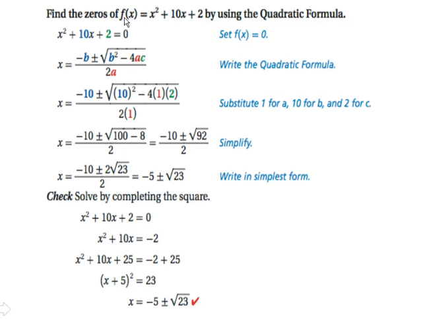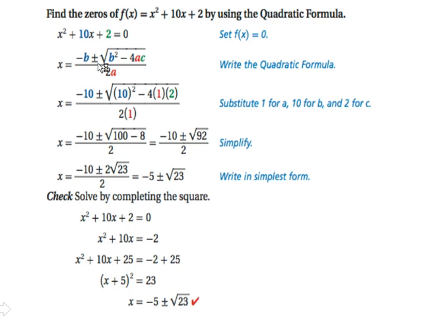Here's an example of using the quadratic formula. First of all, this is written in function notation. Remember, think of this f of x as a y. So we have f of x, or y, equal to x squared plus 10x plus 2. First thing we want to do is set this quadratic equation equal to 0, and double check again that it is in standard form. So our x squared is first, our x term, and then our constant term is next.